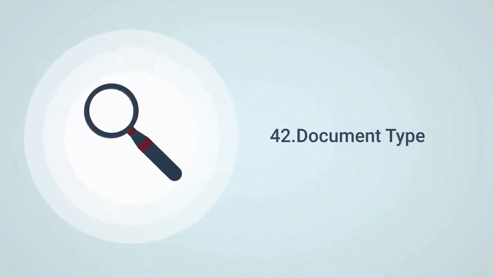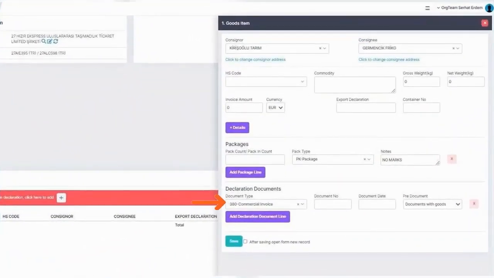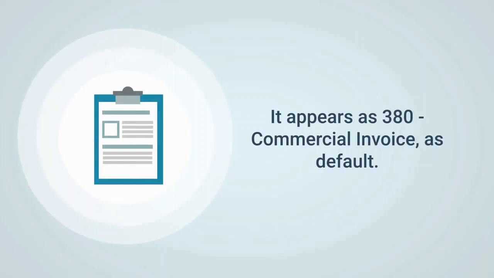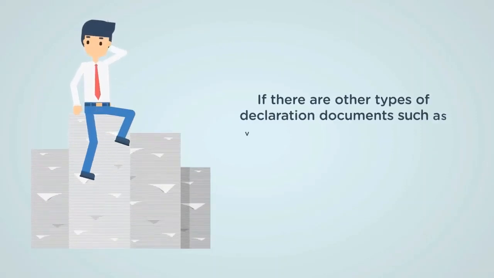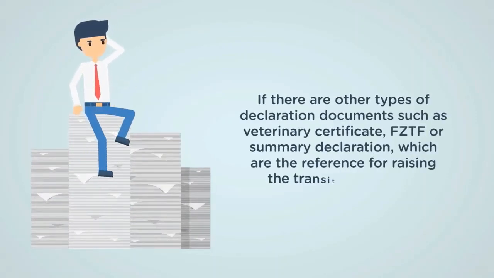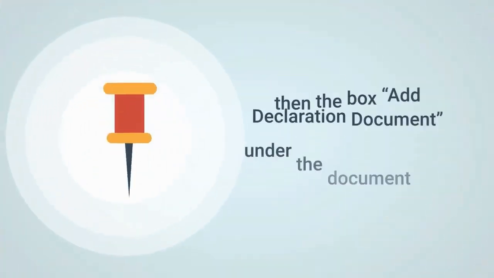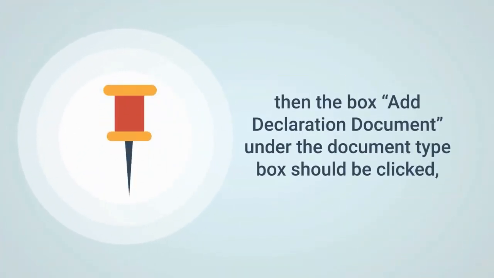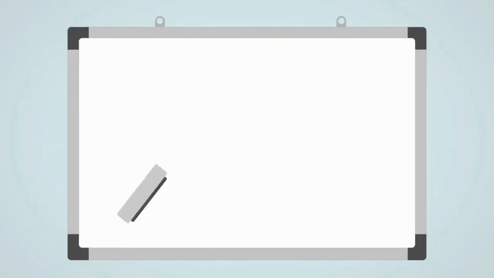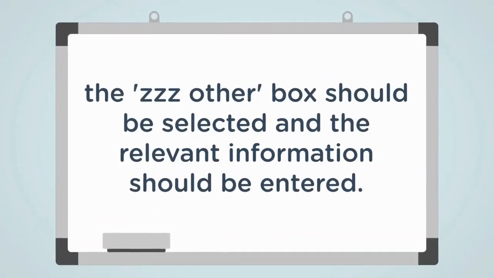Document type. It appears as 380 commercial invoice as default. If there are other types of declaration documents such as veterinary certificate, FCTF, or summary declaration, which are the reference for raising the transit declaration, then the box Add Declaration Document under the Document Type box should be clicked. The ZZZ Other box should be selected and the relevant information should be entered.